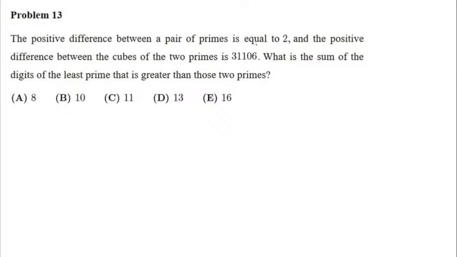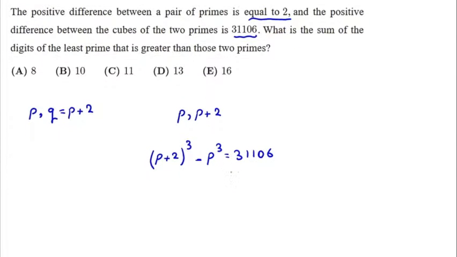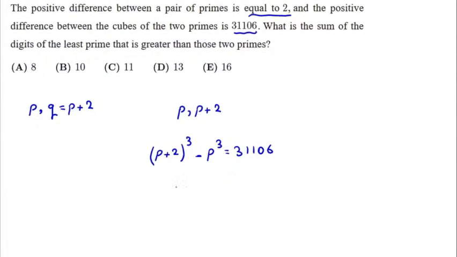Okay, first consider that their difference is equal to 2, so we have p and q, where q equals p plus 2, because the difference is 2. So we have p and p plus 2, both of them primes. The positive difference between the cubes is this. So I say (p plus 2) cubed minus p cubed equals 31,106. Now let's calculate p first.